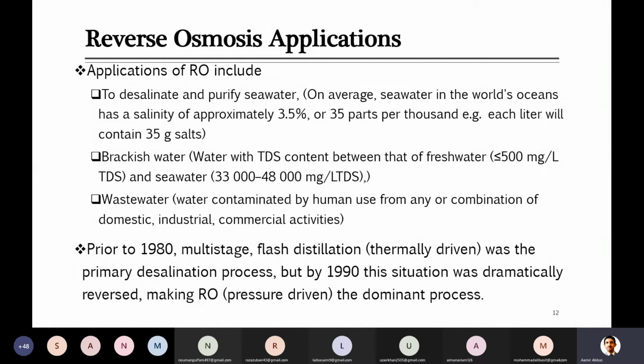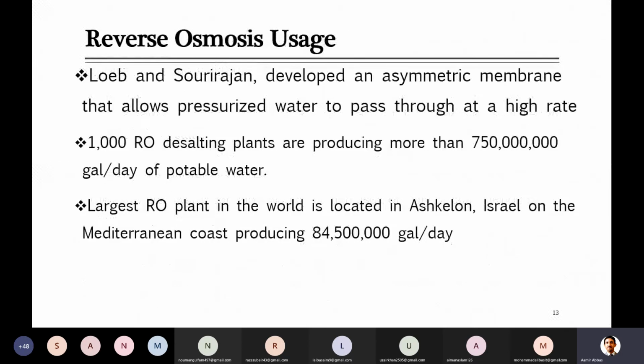But this situation has changed from 1990 onward. With a lot of membranes, you just have to apply pressure and push the water through the membrane with the help of pumps, and they need much less energy as compared to that process. Here, scientists Loeb and Sourirajan developed the first asymmetric membrane, which allowed pressurized water to pass through at a high rate. Membranes were developed with the passage of time, and the reason to develop the asymmetric membrane was to sustain high pressure.